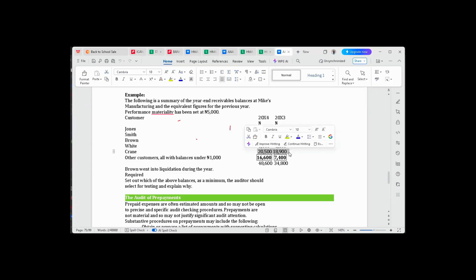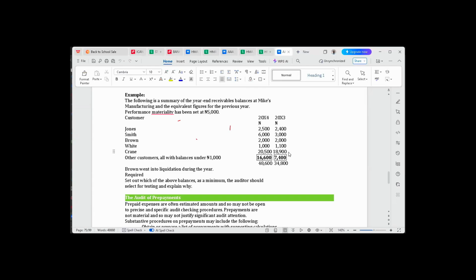Why did I choose this? I see that there is a risk that this particular customer might not be able to pay up everything. You're not able to recover all the receivables from this customer. Why? Because the bulk of what you're supposed to have as revenue is outside.